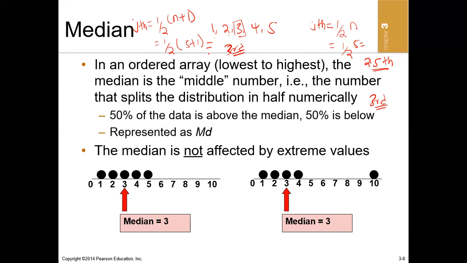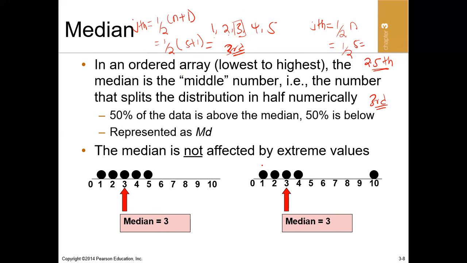Instead of finding 2.5 position and rounding to the third position, whenever the number of figures is an odd number, you can just add 1 to the number of figures. Then you divide it by 2 or half of it, then you get the third position.